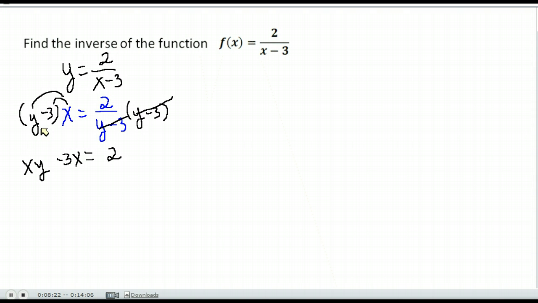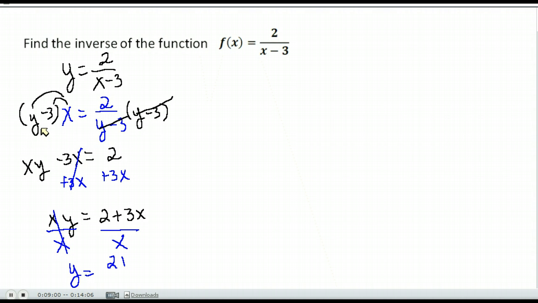Well, now we're, again, thinking of our goal. Our goal is to get y all by itself. So I need to move anything that doesn't have a y in it to the other side. I'm going to start by adding 3x. And I get xy equals 2 plus 3x, or 3x plus 2, whichever way you prefer to write it. And now I have x times y. I want y all alone, so I do the opposite of multiplying by x, and I divide both sides by x. And so notice I get the rational function y equals (2 plus 3x) over x.